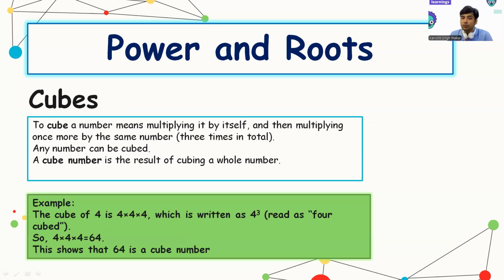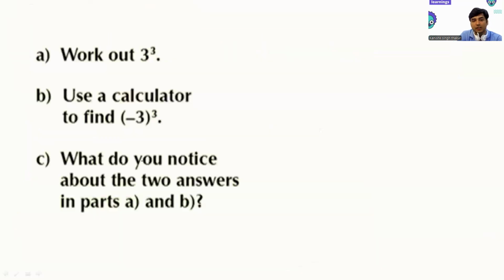Now cubes. I already told you, cubes are a number multiplied by itself 3 times. Suppose I write 4 cube, so 4 I have to multiply by itself 3 times. So the cube of a number is multiplying the same number 3 times in total. Any number can be cubed. So 3 cube will be 3 times 3 times 3, which is 27. This is how you write it.